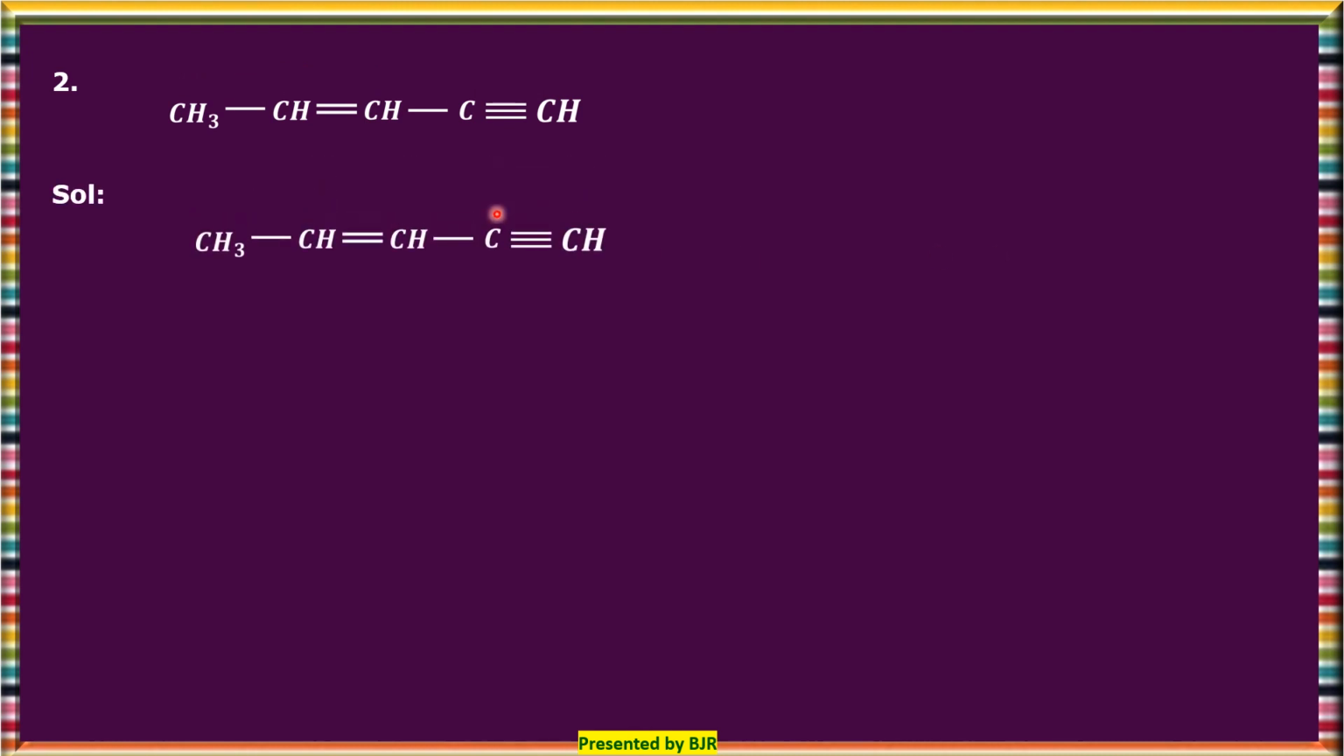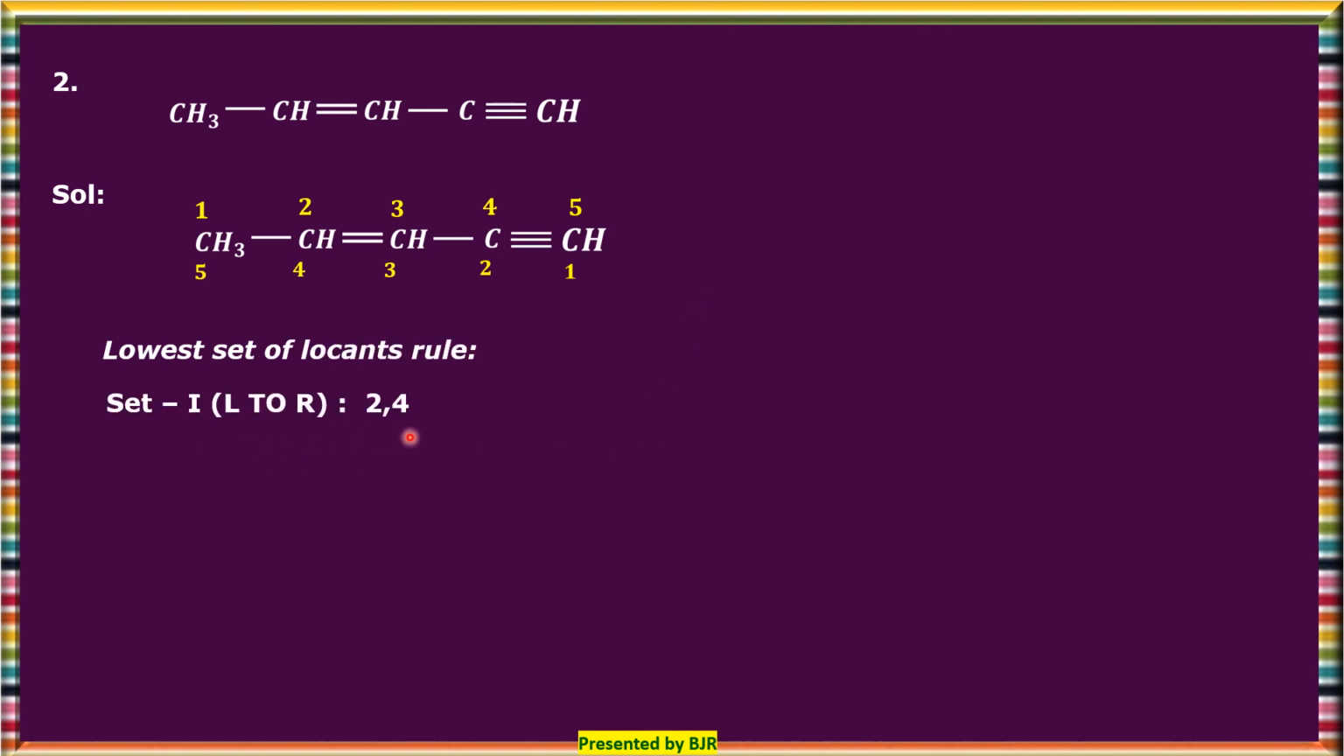Next, problem number 2. Solution. Take down this problem. So in this molecule one double bond is there and one triple bond is there. First, let us number the carbon chain from left to right and from right to left also. In both ways, the carbon chain is numbered. And which way of numbering is correct? To know that, use the lowest set of locants rule.